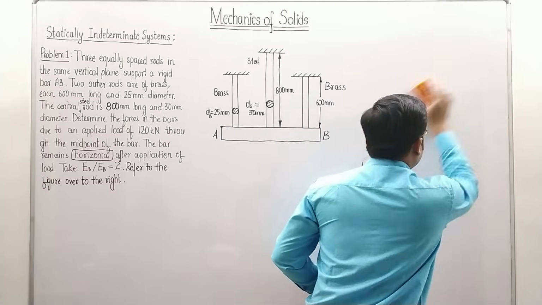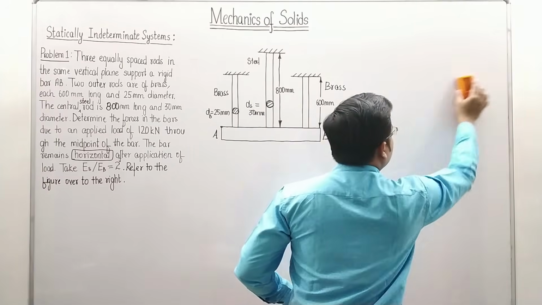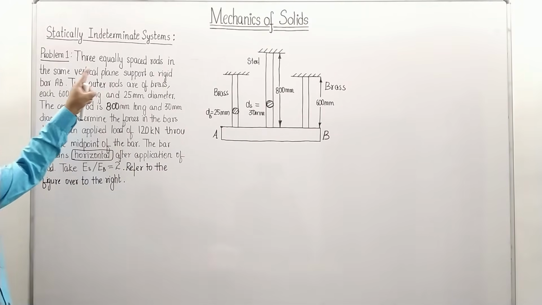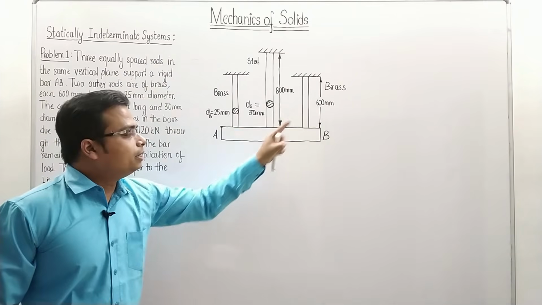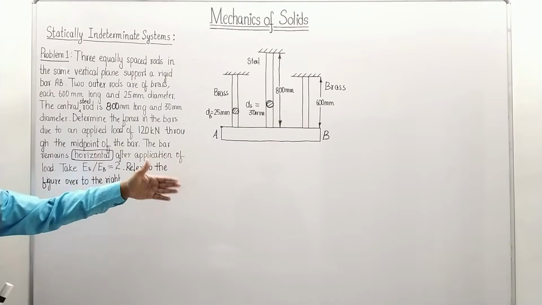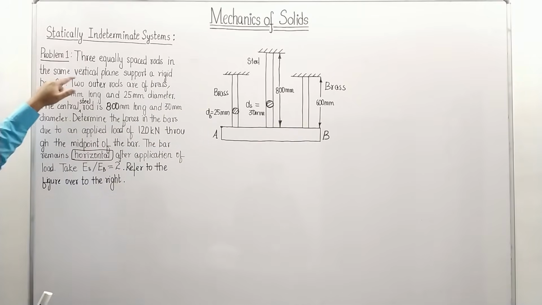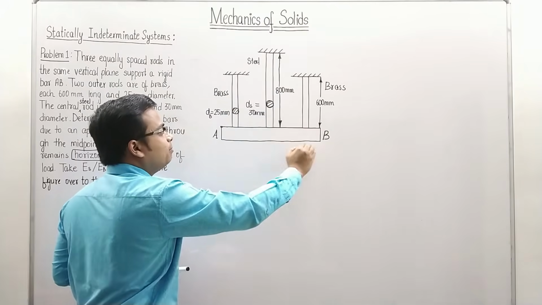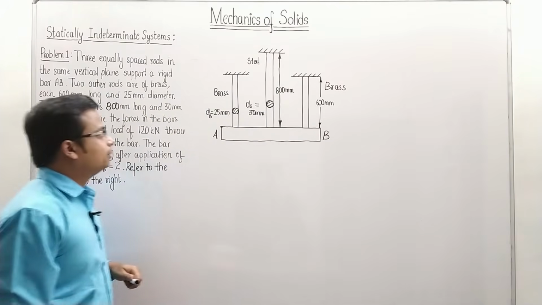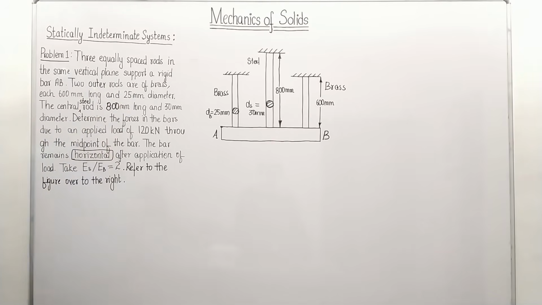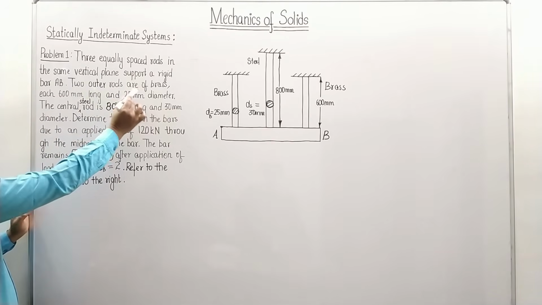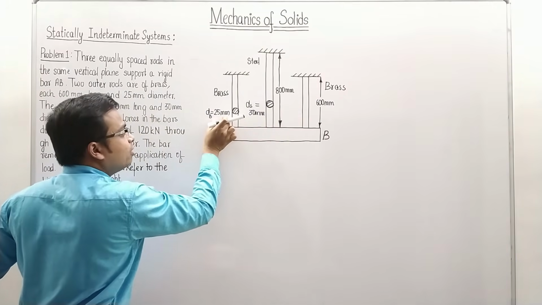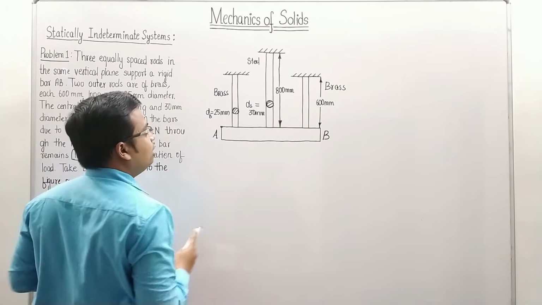So this figure has already been given to you, and let me just read out the problem description. So we've got 3 equally spaced rods, 1, 2 and 3, on a vertical plane, which support a rigid bar. Rather you can say this rigid bar AB is suspended from these rods. Support is not the right word, I guess. Anyway, there are 2 outer rods, the material of which is brass. Their diameters have been given to you, 25 mm. And here also the diameter is 25.